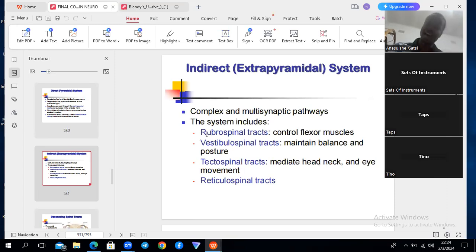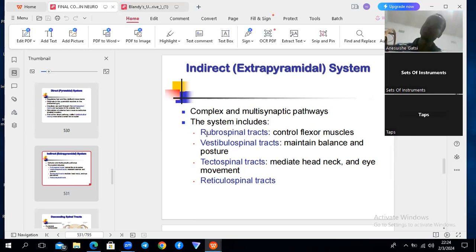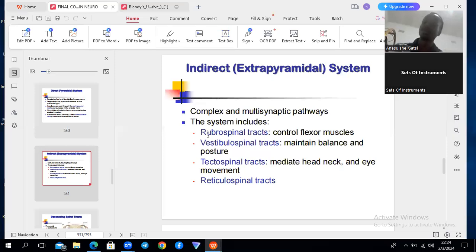So I like simplifying things. Red for rubro. So ara for ara. The rubrospinal tract originates from a nucleus called the red nucleus that we'll find in the midbrain. So ara for ara, rubro will come from the red nucleus. The rubrospinal will control the flexor muscles, right? There's a clinical for that. So rubrospinal, red nucleus, ara for ara.